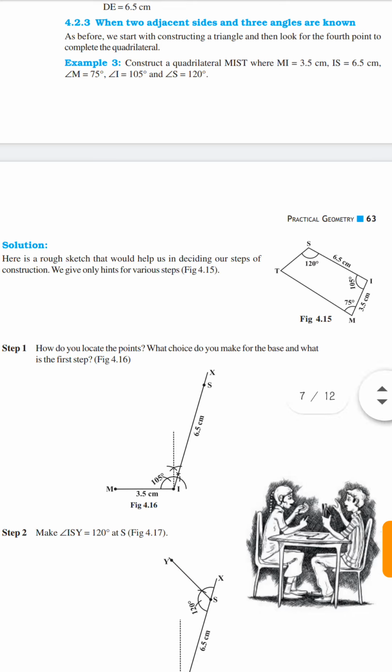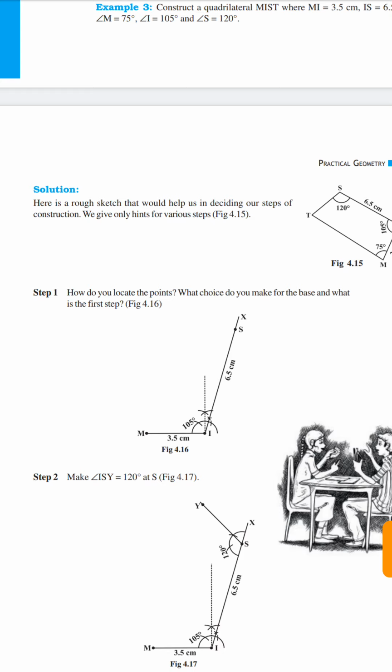Now the construction stepwise. First we draw a line segment MI equal to 3.5 cm. Draw an angle I of 105 degrees of length 6.5 cm. Call it S.